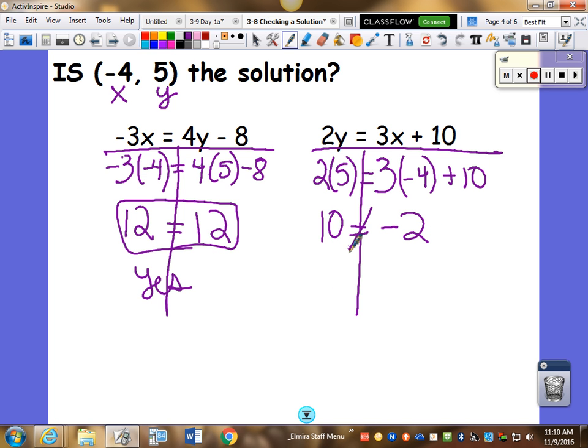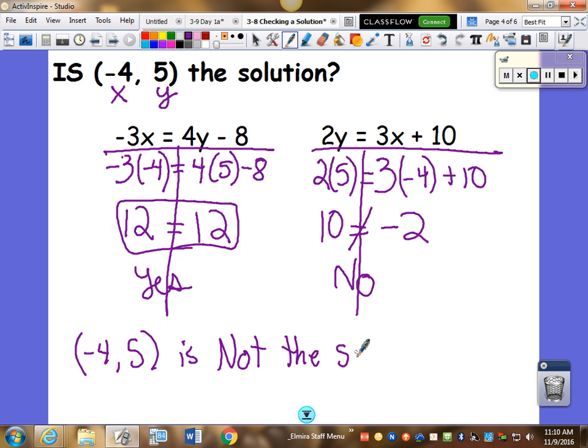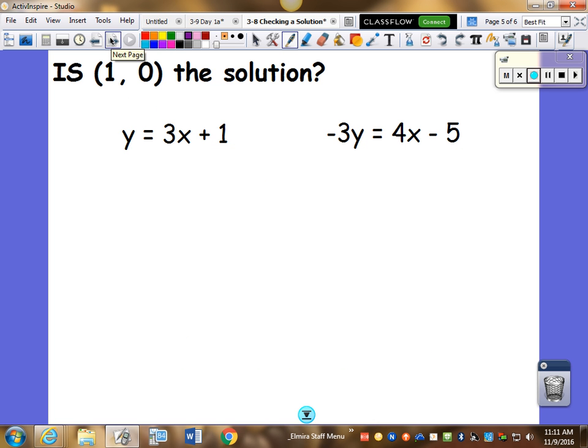Those are not equal. So remember I said the solution has to work in both equations. If you have one yes and one no, then it's just no. So to answer this question, I would say (-4, 5) is not the solution. Okay, and yes, you have to write the sentence. You have to show me that you know how to interpret what it means when you have a yes and a no. And then our third problem, we've got an x and a y.